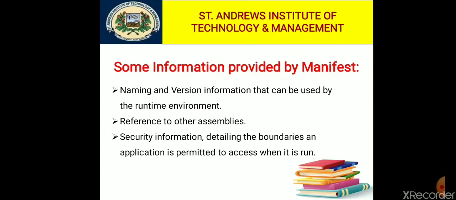The other information is references to other assemblies, linking assemblies one by one. Security information detailing the boundaries or limitations an application is permitted to access when it is run is also provided by the manifest. And all the types found in the assembly. Okay, got it?